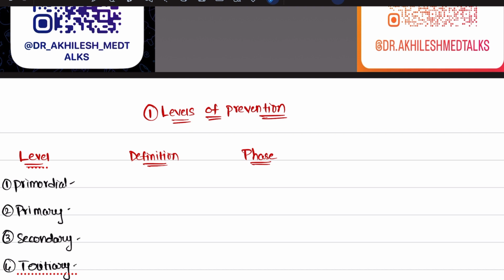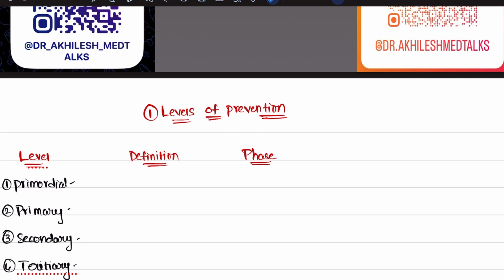So what is the primordial level of prevention? In the primordial level of prevention we don't have any risk factor. What does risk factor mean? The factor that is going to cause the disease. These risk factors are absent in the primordial level of prevention, so no risk factor, no disease, nothing was there.